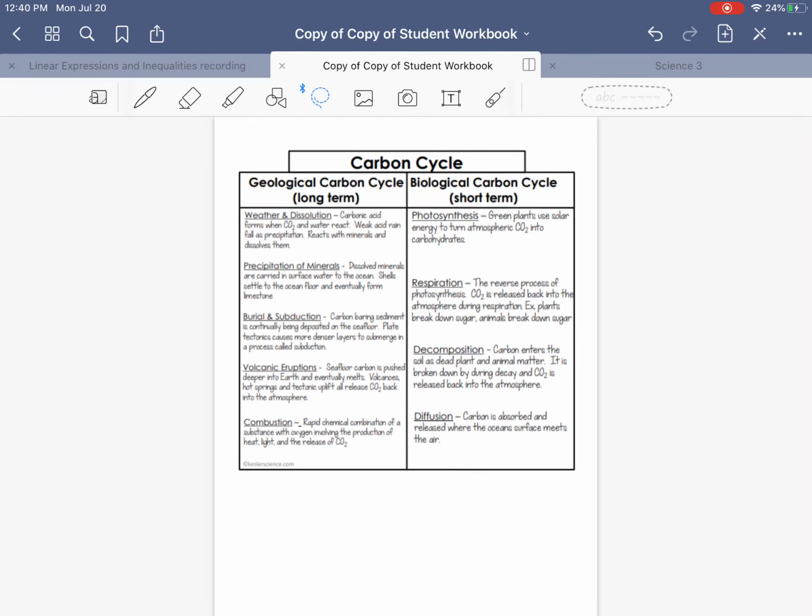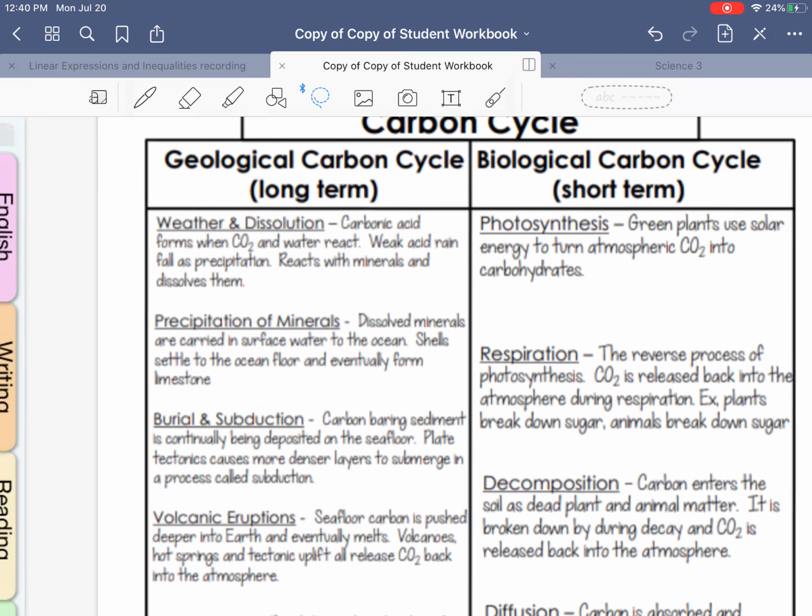So this is the piece that you've cut out that gives you some reading about the carbon cycle. And I want to walk through this with you, just make sure that you know what these terms mean and how to pronounce them. So I'm going to zoom in here, right here.